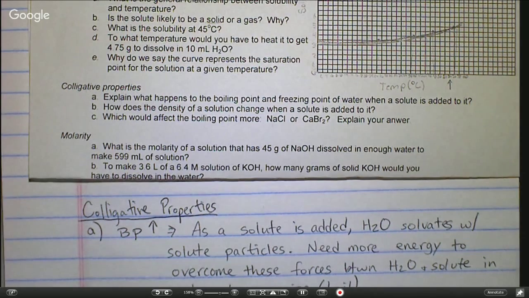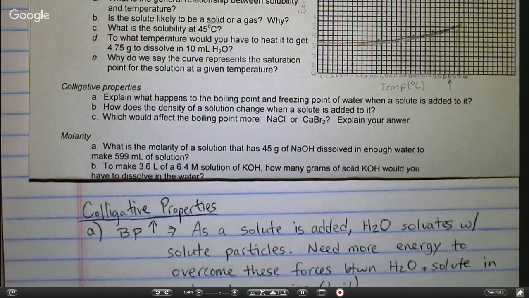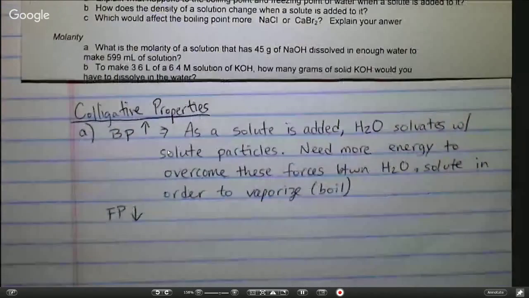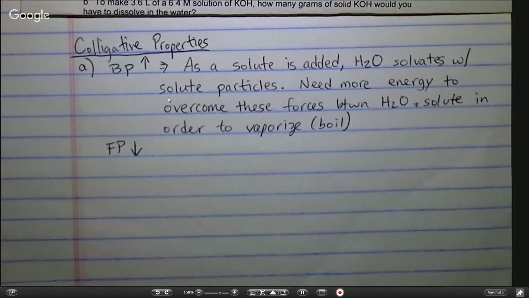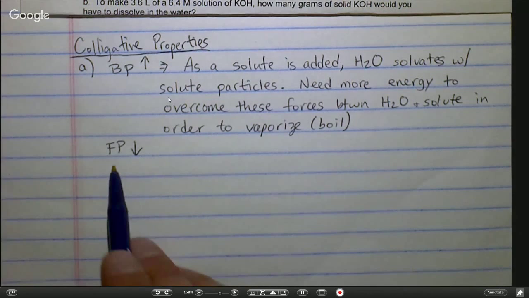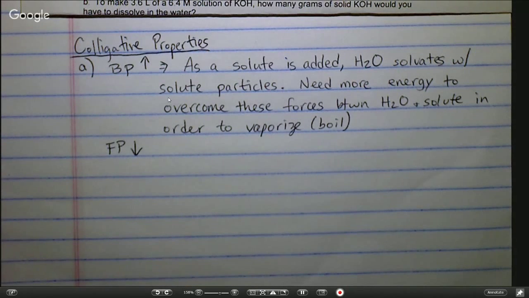For freezing point, we call that freezing point depression. And so kind of similar to boiling point, when we add the solute, the water wants to solvate the salt particles rather than come closer together. And so there's going to be that competing factor. And so again, we see with freezing point that the freezing point is going to go down. We call it a depression. Okay. And we have more on that in the notes.